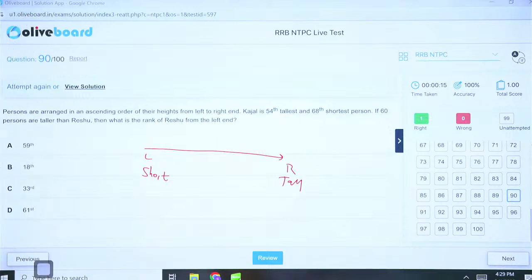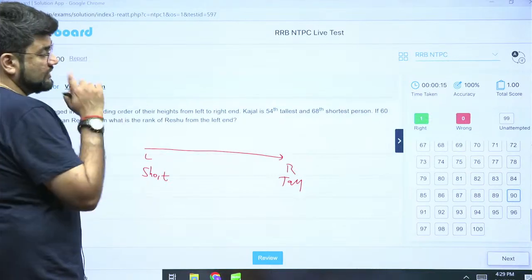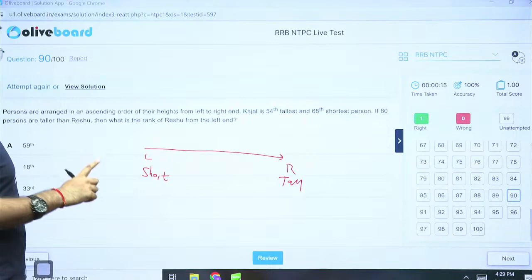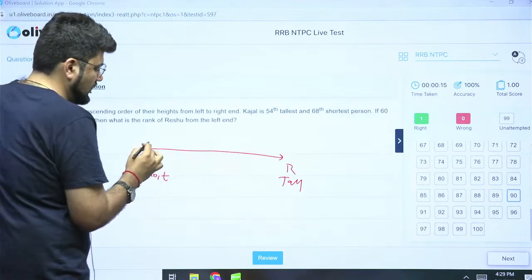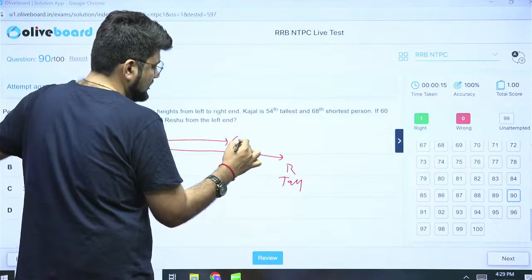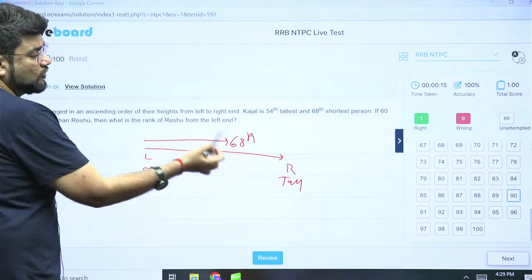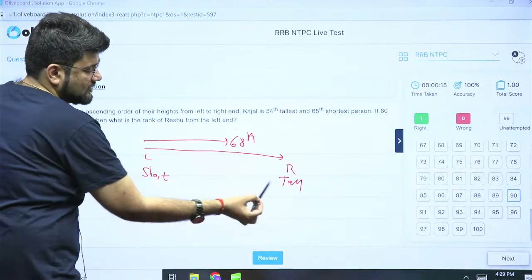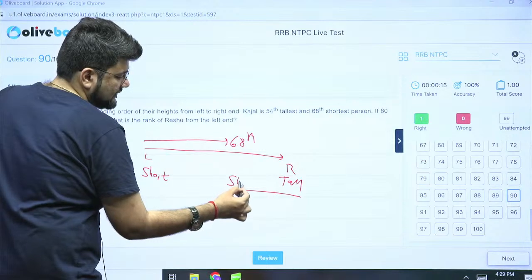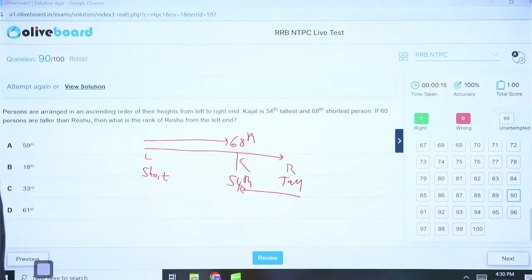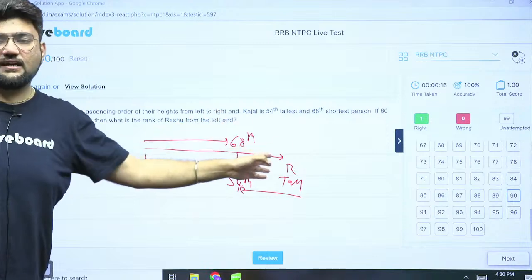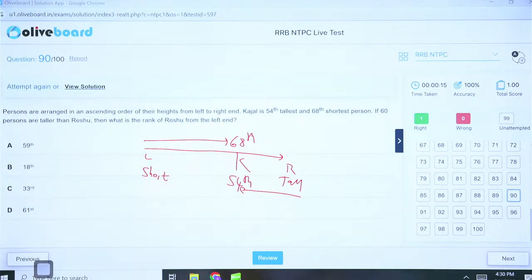Kajal is 54th tallest and 68th shortest. This is the first shortest person, second shortest, third shortest, fourth shortest, fifth shortest. So 68th shortest will be like this. And 54th tallest: the first tallest, second tallest, third tallest, something like this. So 54th tallest will be like this. Who is this? This is Kajal. So basically Kajal's rank from the front is 68 and rank from the back is 54.